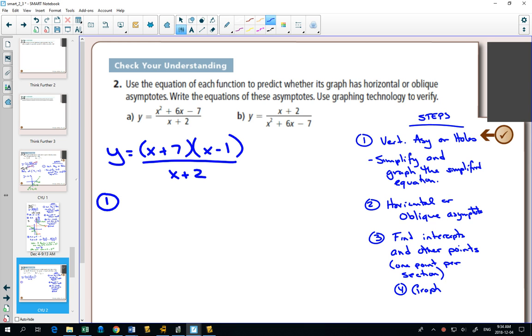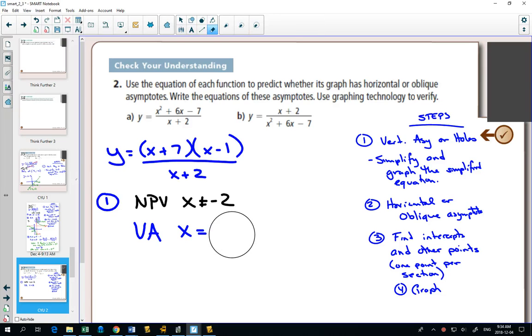So when we're thinking about step 1, will we have a hole or a vertical asymptote? Because we have a non-permissible value, x can't equal negative 2. The question is, at negative 2, is it a hole or is it a vertical asymptote? Since x plus 2 doesn't cancel out, we have a vertical asymptote at x equals negative 2. Done step 1.